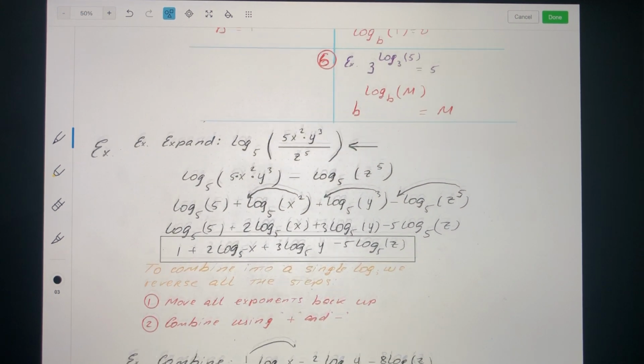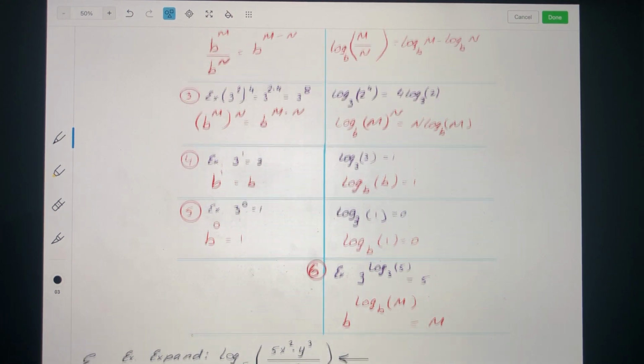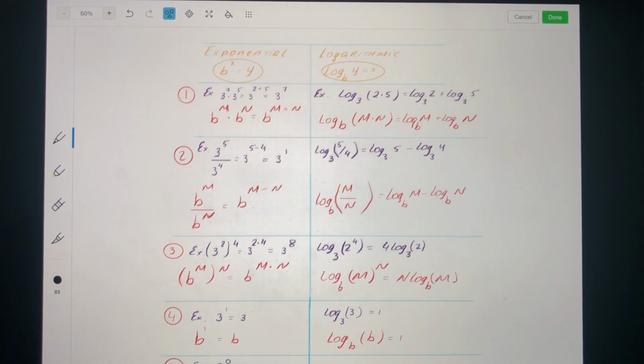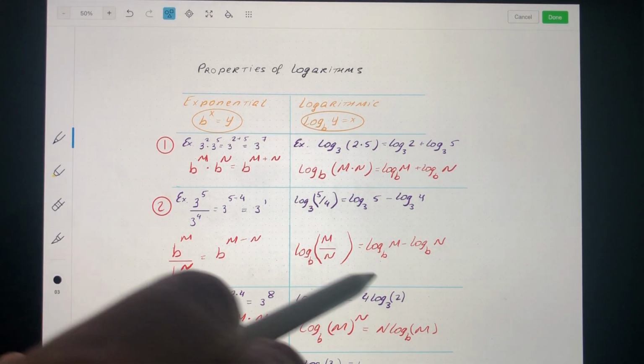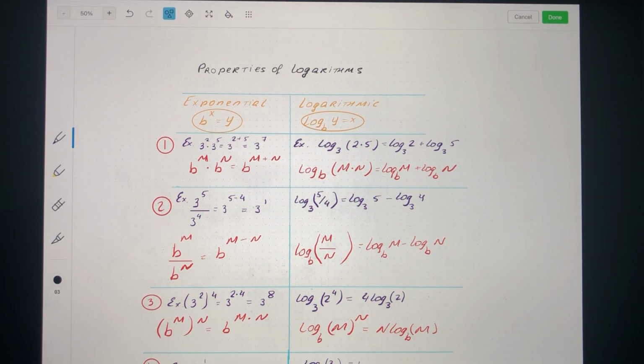And that is the general overview of what properties of logarithms look like and how they compare to the exponents. And we can use those properties to solve equations and to do many other things.